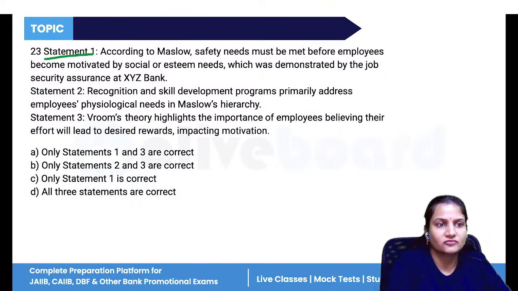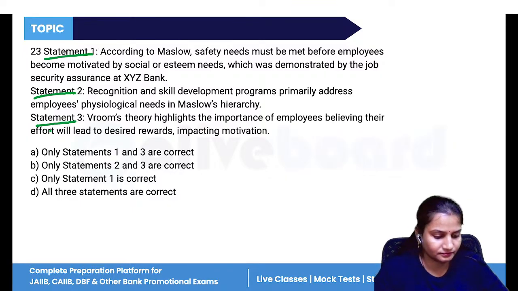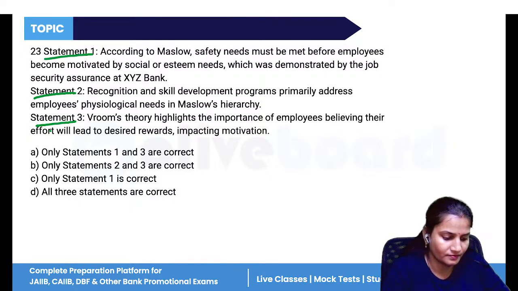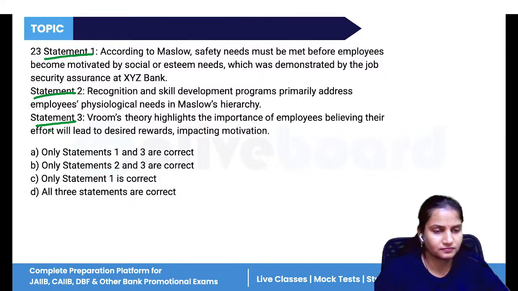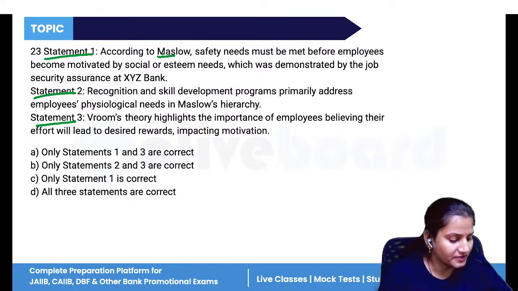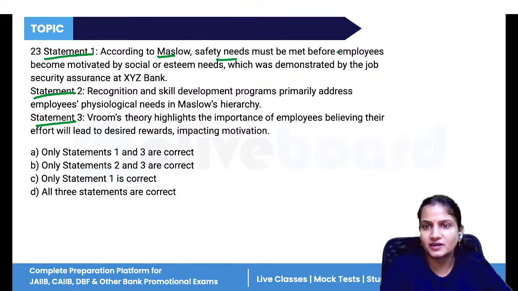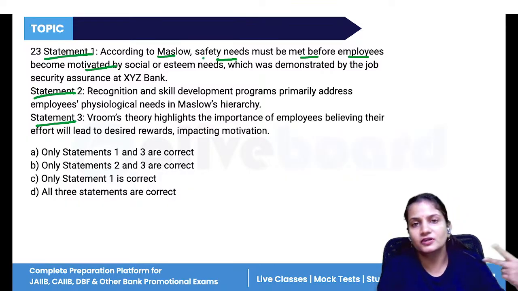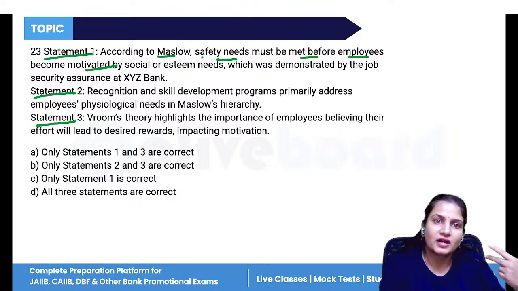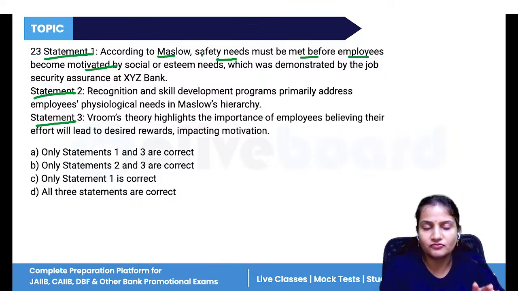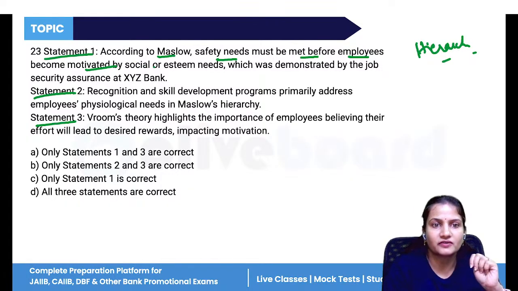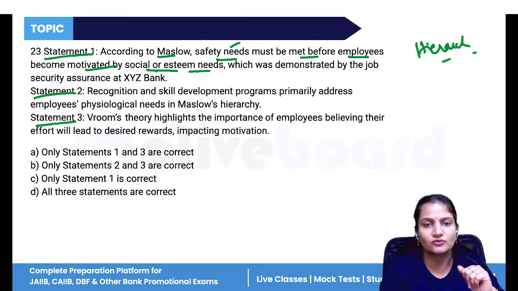Now, again, three statements are given. According to Maslow, tell me what should be the answer. Safety needs must be met before employees become motivated. Yes. First, you will complete the first level of need, then only you can move to the second level, and only after completing the second level can you move to the third level. So that is why it is called a hierarchy. It must be met before employees become motivated toward self-esteem. Yes, safety need should be fulfilled first. After that, the social and esteem needs will come.